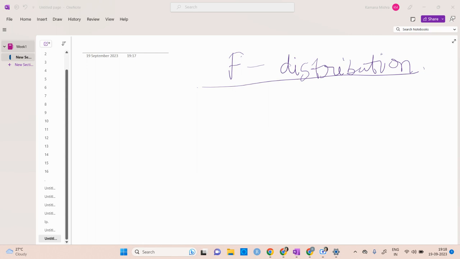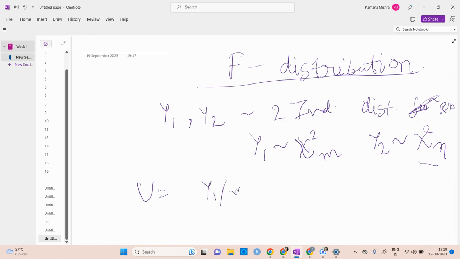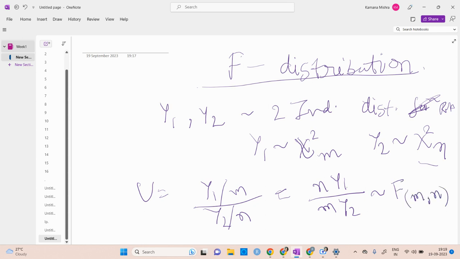So what is the F distribution? Let's say you have Y1 and Y2, independently distributed random variables, and Y1 follows chi-square with degree m, and Y2 follows chi-square with degree n. Then if you have the function U equal to (Y1 by m) divided by (Y2 by n), then this will follow F distribution with degrees m comma n. The degree of this is m, the degree of this is n, so it will follow m comma n.